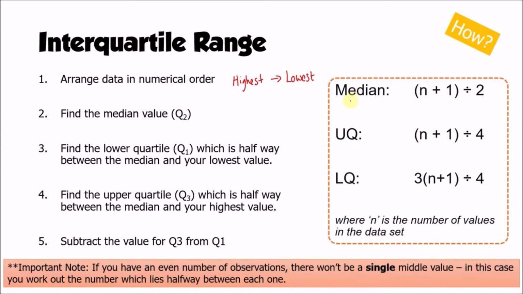Now, there are some calculations that we can use to help us find the median, upper quartile and lower quartile, and this is particularly useful where we've got quite a large set of data. Rather than having to count inwards from both ends for 100 observations, for example, we could use this calculation to help us find where the median and upper and lower quartiles are. N, in this case, as with all statistics that we're going to have a look at, represents the number of values in a particular set of data.